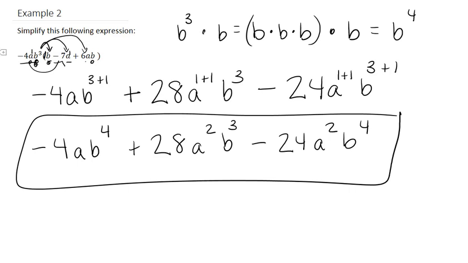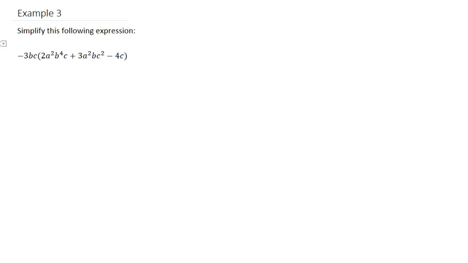Now let's do one final example. Example 3. Simplify this following expression. So we have negative 3bc, and we're going to have to go ahead and multiply it by each term inside. So negative 3bc times this first term. So negative 3 times 2, so that is just negative 6. Notice we just have a b and a c. So this first term, when we multiply, has an a squared. So we'll just leave this as is, because we don't need to multiply by anything else, because there's no a, so there's no other like term like it. Next we do b. So we have b to the first power and b to the fourth. So we go 1 plus 4. Then we look at c. So we have c to the first power and just a c to the first power here. So c is 1 plus 1.